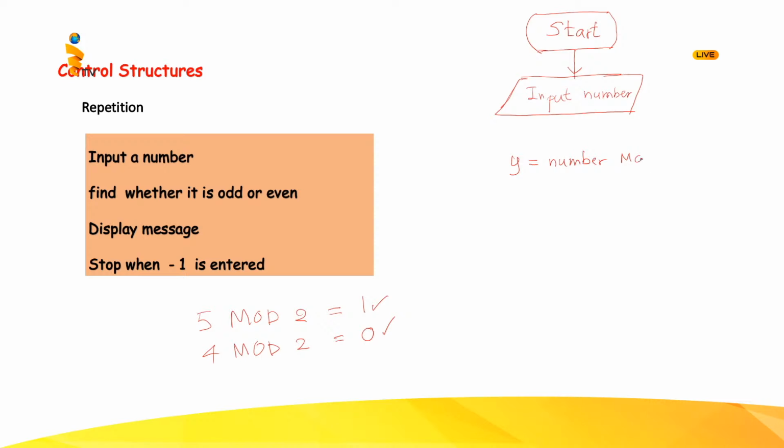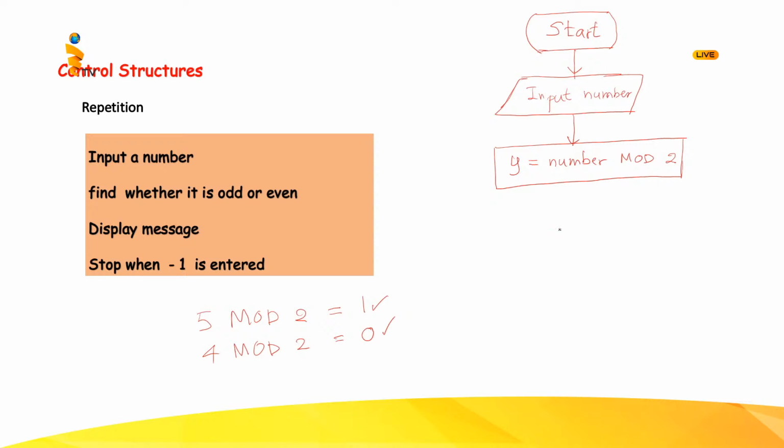Now my number is number. I will use the function, learn this function, it is called mod, M-O-D, then mod 2. That means my answer is stored in y. If it is an odd number, I will have 1 in y. If it is an even number, I will have 0 in y. So this is a calculation. I will calculate this value. So this is a process, so I use a rectangle.